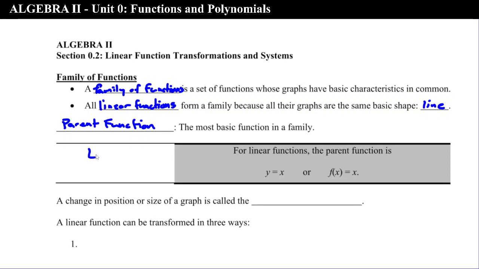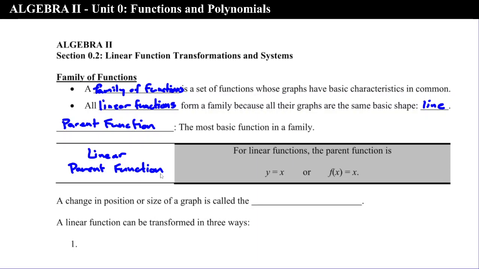So for linear functions, we have a linear parent function, and it is notated by y equals x, or f of x equals x, because f of x and y can be used interchangeably in these cases. So when you have this function y equals x, our slope is 1 and our y-intercept is 0. So it goes through the origin.